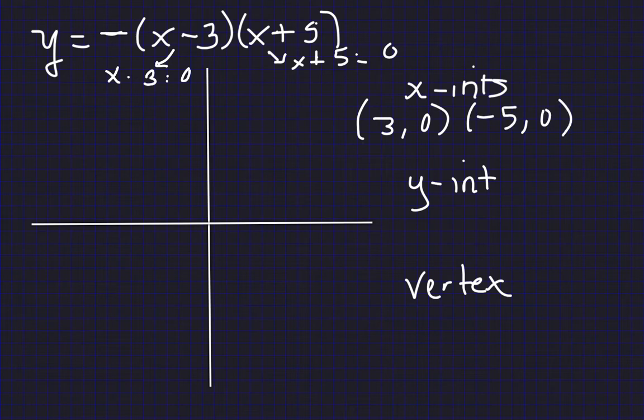And I'm going to put those on the graph as I go. So 1, 2, 3, and 1, 2, 3, 4, negative 5, 0. And this one, again, is going to open down somehow.